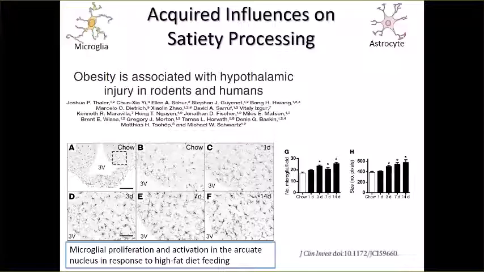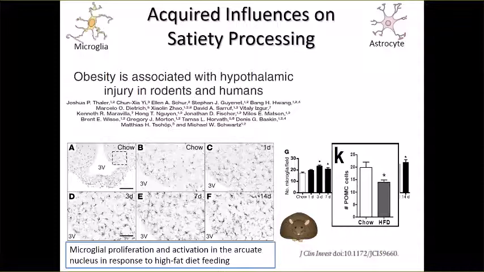After 8 months of high-fat diet feeding, we also showed a reduction in the number of POMC cells. So these are the primary anorexigenic neurons that are responding to those leptin signals.